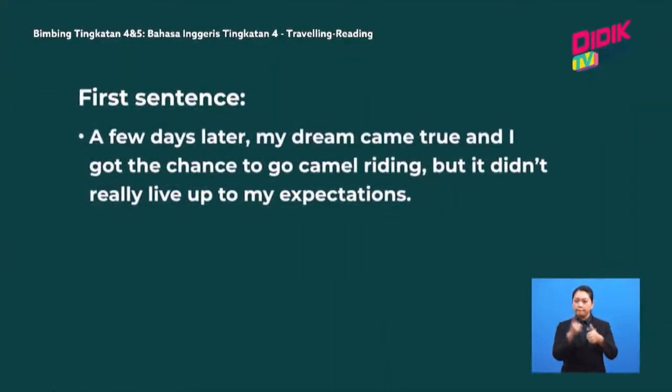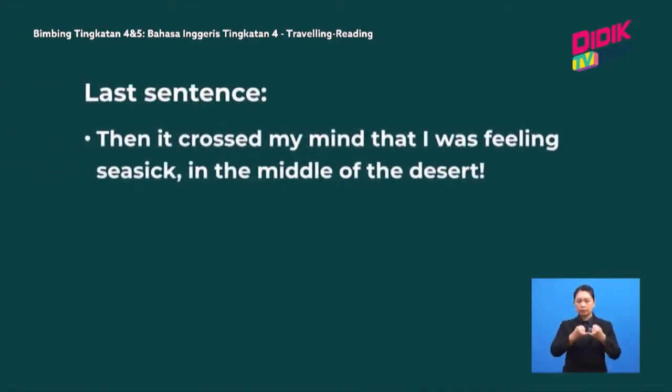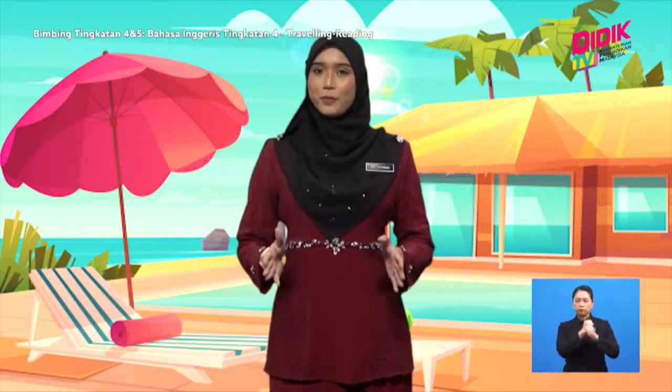First sentence: a few days later, my dream came true and I got the chance to go camel riding, but it didn't really live up to my expectations. And last sentence: then it crossed my mind that I was feeling seasick in the middle of the desert. These 2 sentences tell us that the paragraph will probably be about Amanda's disappointing experience when going on camel riding in Morocco. Let's confirm our prediction by quickly reading the whole paragraph.